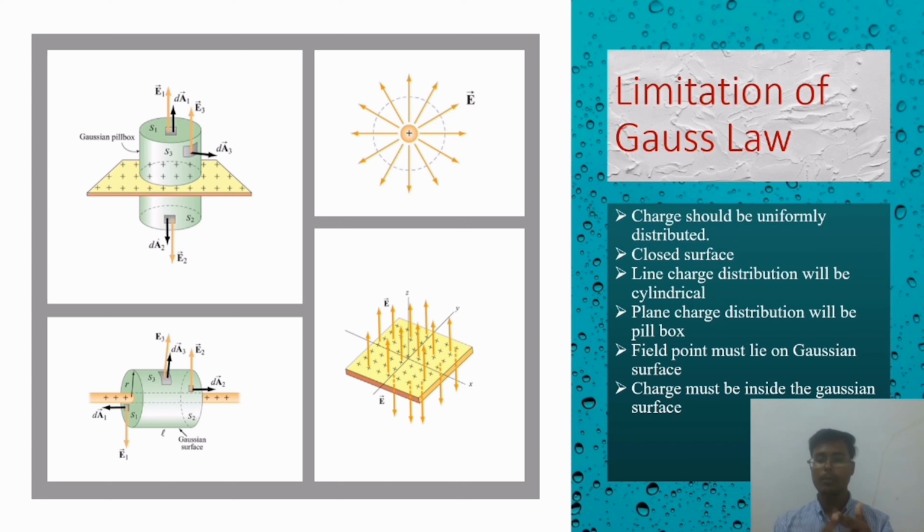The fifth one, the field point must lie on the Gaussian surface. It means that the field point cannot be outside of the Gaussian surface. Gauss's law does not allow that. And lastly, the charge must be inside of the Gaussian surface. It means the charge cannot be outside of the Gaussian surface unless it's a selected surface inside the Gaussian surface.